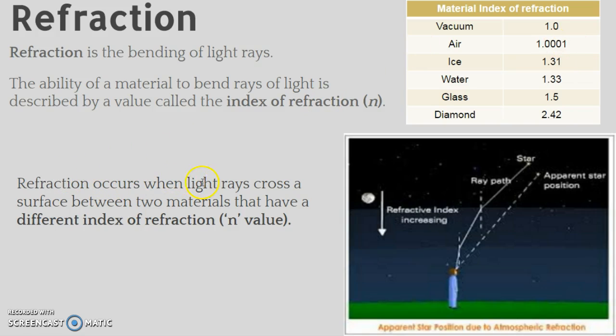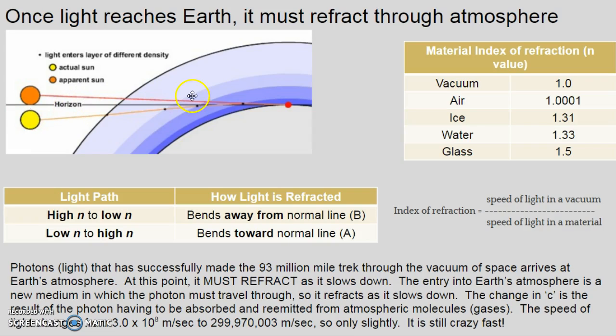So refraction occurs when light rays cross a surface between two materials that have different indices of refraction. So once light travels from the vacuum of space into our atmosphere, it must refract. They have different n values. And as a result of this refraction, it's going to actually refract a couple different ways. The photons that have successfully made the 93 million mile trek through space arrive in our atmosphere. At this point, they refract. They actually slow down. And the entry into the Earth's atmosphere is the new medium which the photon has to travel through. So it refracts as it slows down.